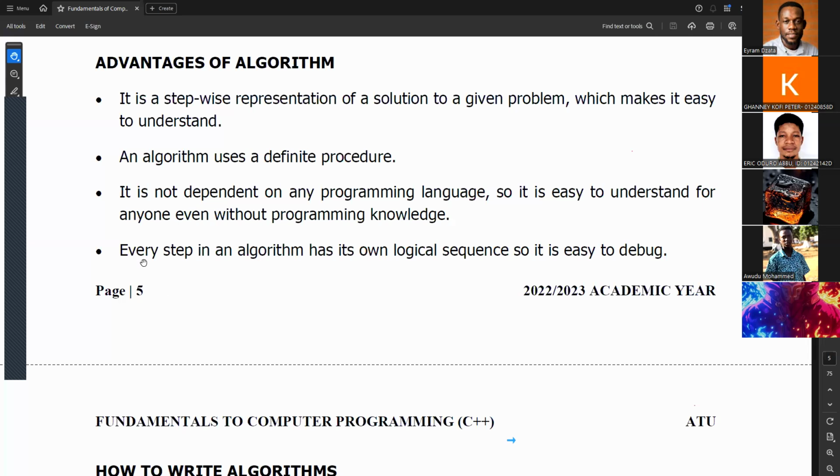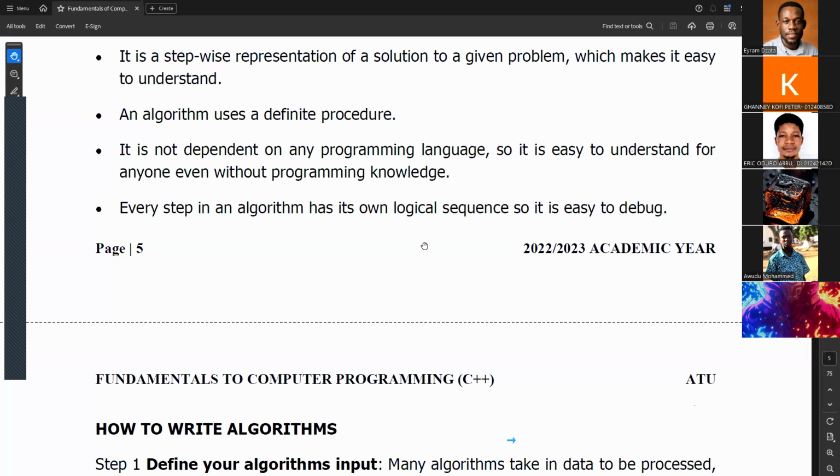Now, every step in an algorithm has its own logical sequence, so it's easy to debug. If you say debug, it means a bug is an error that may occur in your program. So if you say debug, you are trying to resolve that particular error in your program.